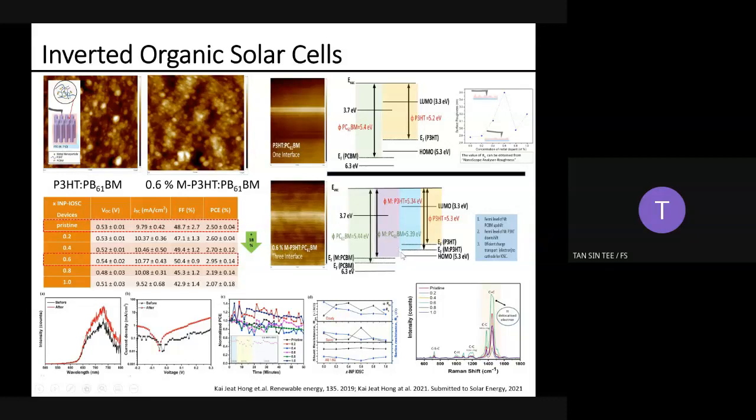When the offset of the donor and the acceptor becomes smaller, this pathway is able to lead to a more efficient charge transport system in our IOSC, because we get a better result. If you look at the device table here, we get a better result for 0.6 with 2.96, as compared to the pristine 2.5, an improvement of 80%.